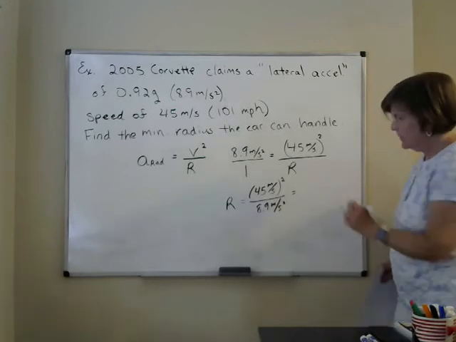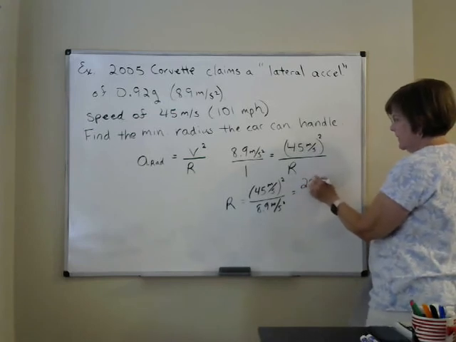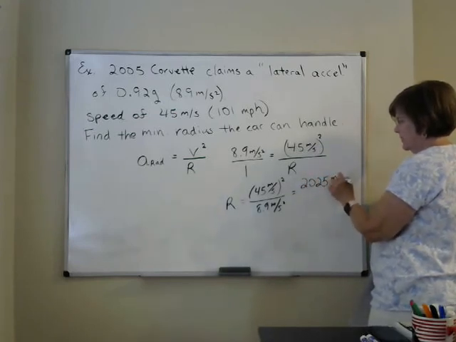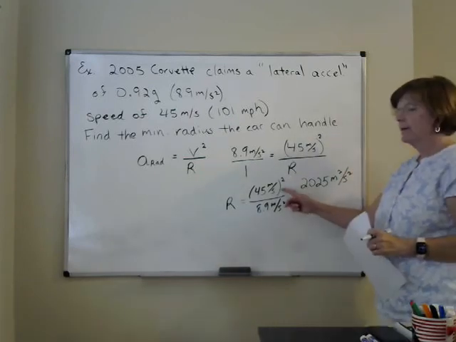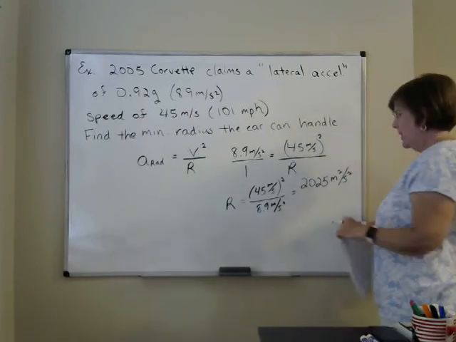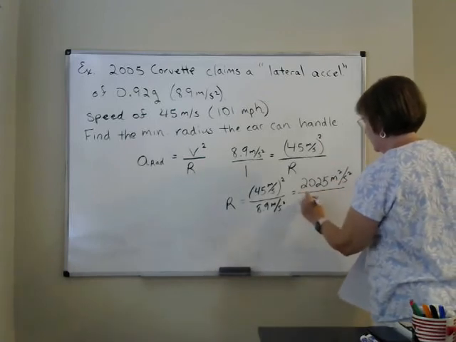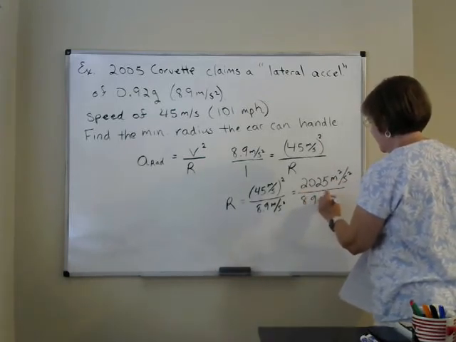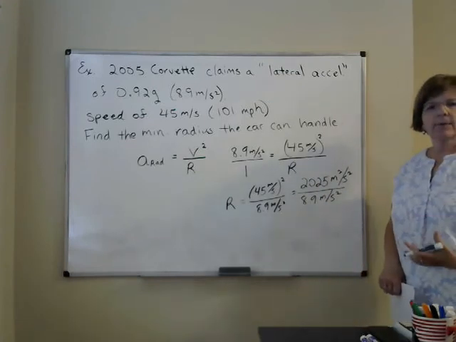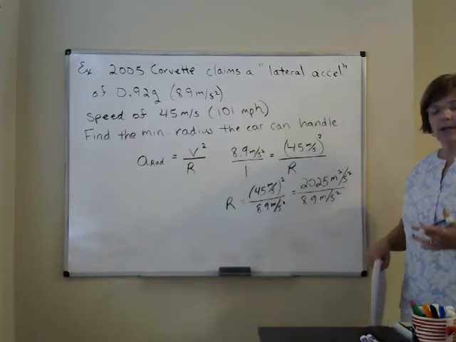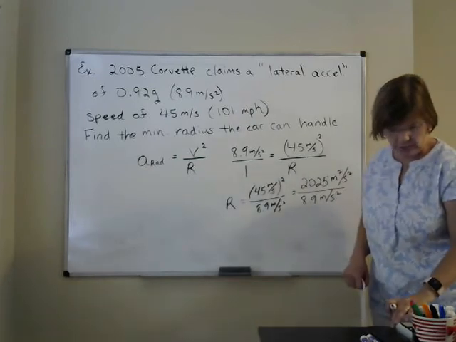45 squared gives us 2,025 meters squared per second squared. Remember, when you square a quantity, you have to square the units as well. Divided by 8.9 meters per second squared. Notice all of the units will go away except for meters. That's real important because it should come out with the right units if we're doing it right.